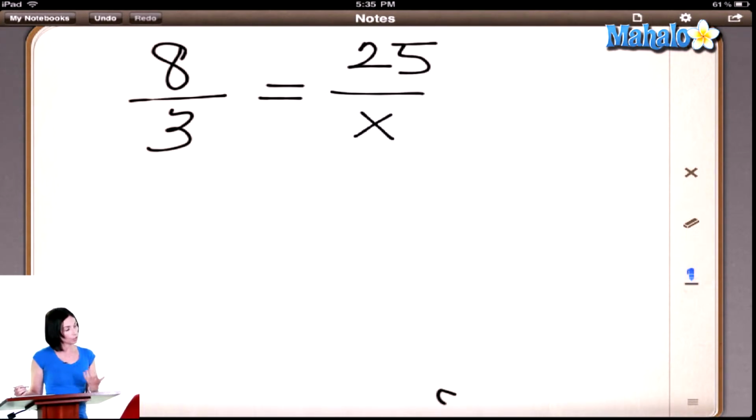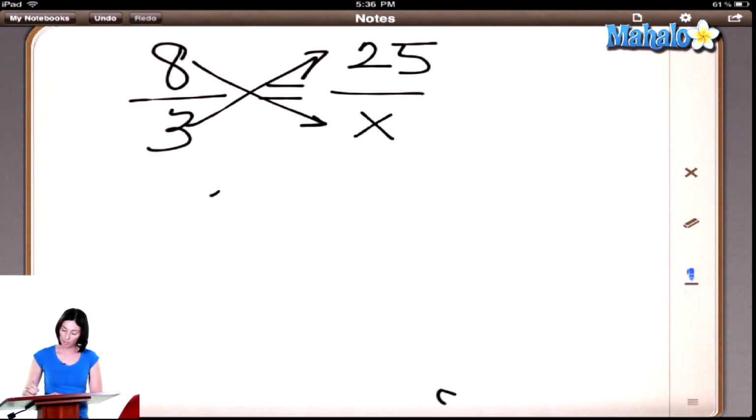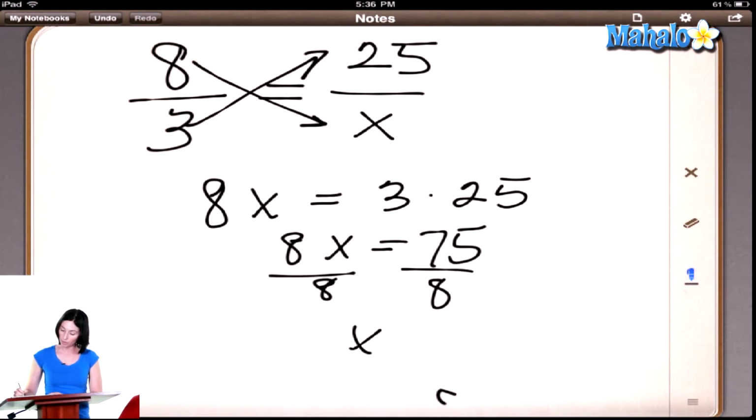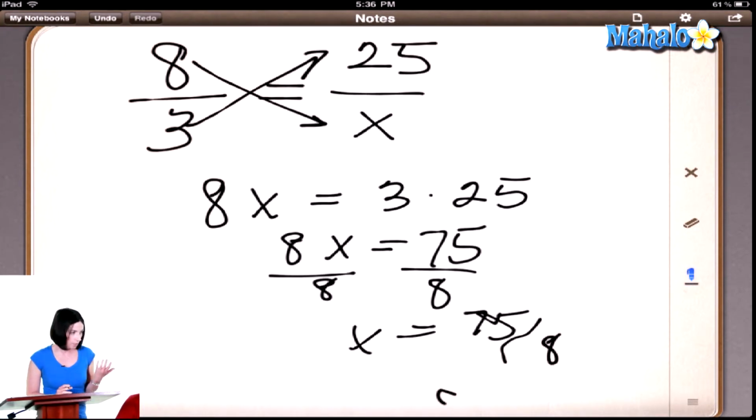You can just do cross multiplication. So you can multiply this way, and you can multiply this way. On one side, we have 8 times x. And on the other side, we have 3 times 25. So we get 8x is equal to 75. And then we just divide both sides by 8. And we get x equals 75 over 8. And you can certainly simplify that if you want to.